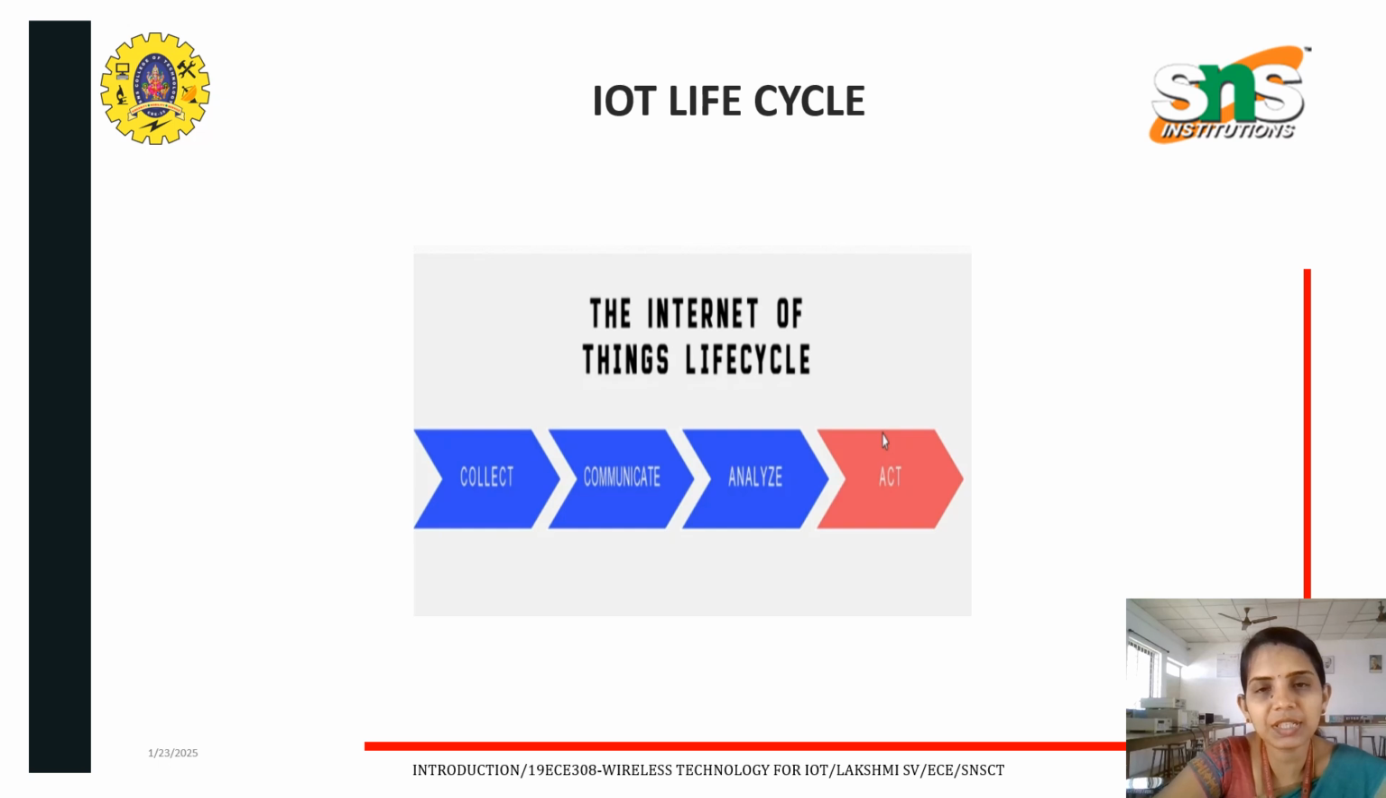So the Internet of Things life cycle is given as follows. The first is collect. We collect the data with the help of sensors. Then we communicate with the help of communication protocols that might be wired or wireless. And we analyze the data through the processor or controller. And towards the end is act, which is our output. So this is the IoT life cycle.